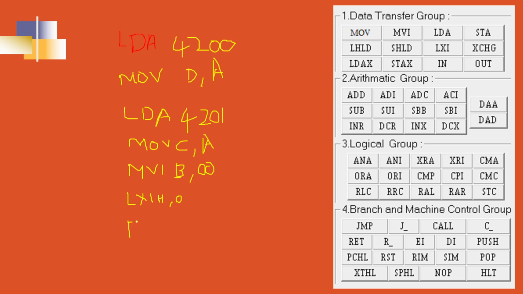Now we will perform DAD, double addition, the register pair B. That means HL plus BC, with the answer in HL. For every addition we will decrement the count once. Here the decrement is DCR, DCR D register. Then JNZ, jump on no zero, to repeat. Since the addition has to be repeated, the label should be here: repeat.